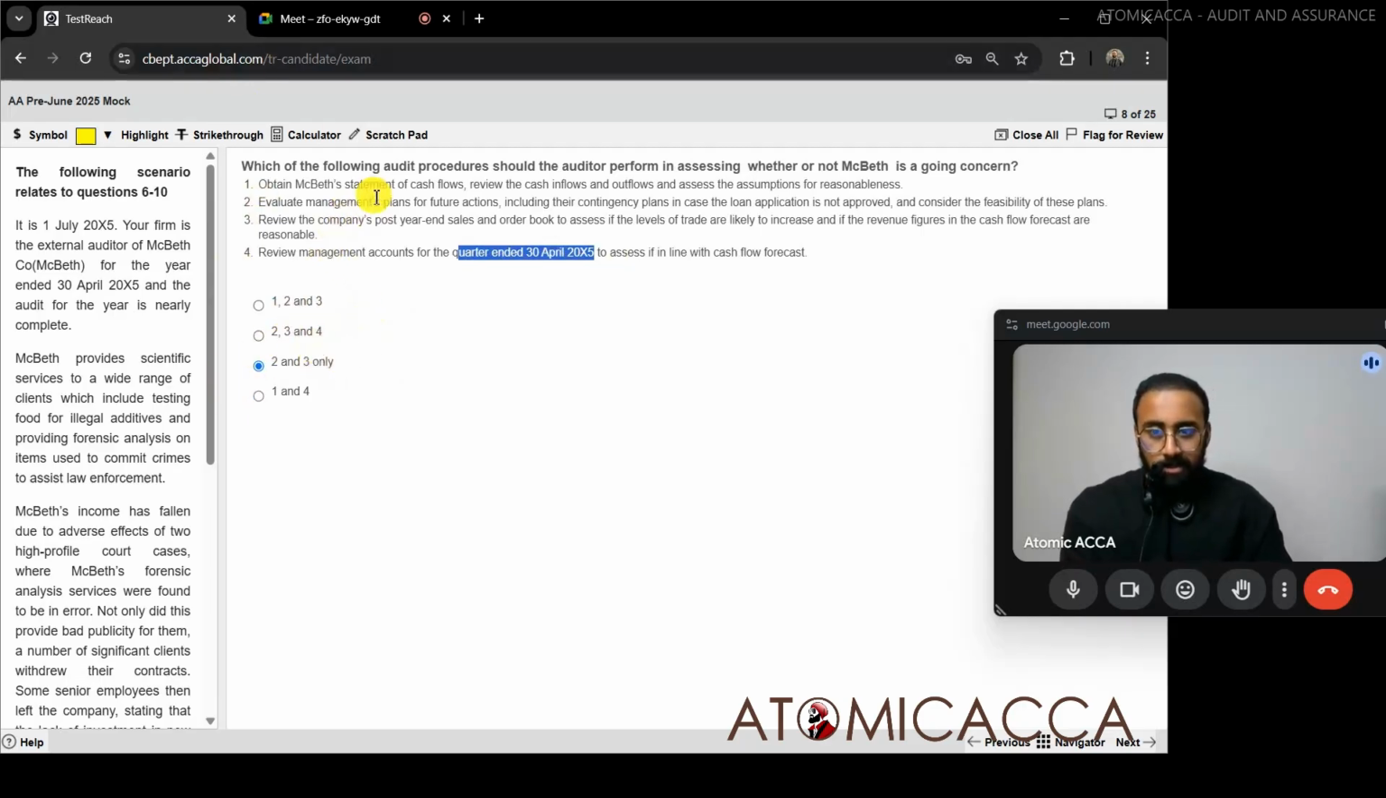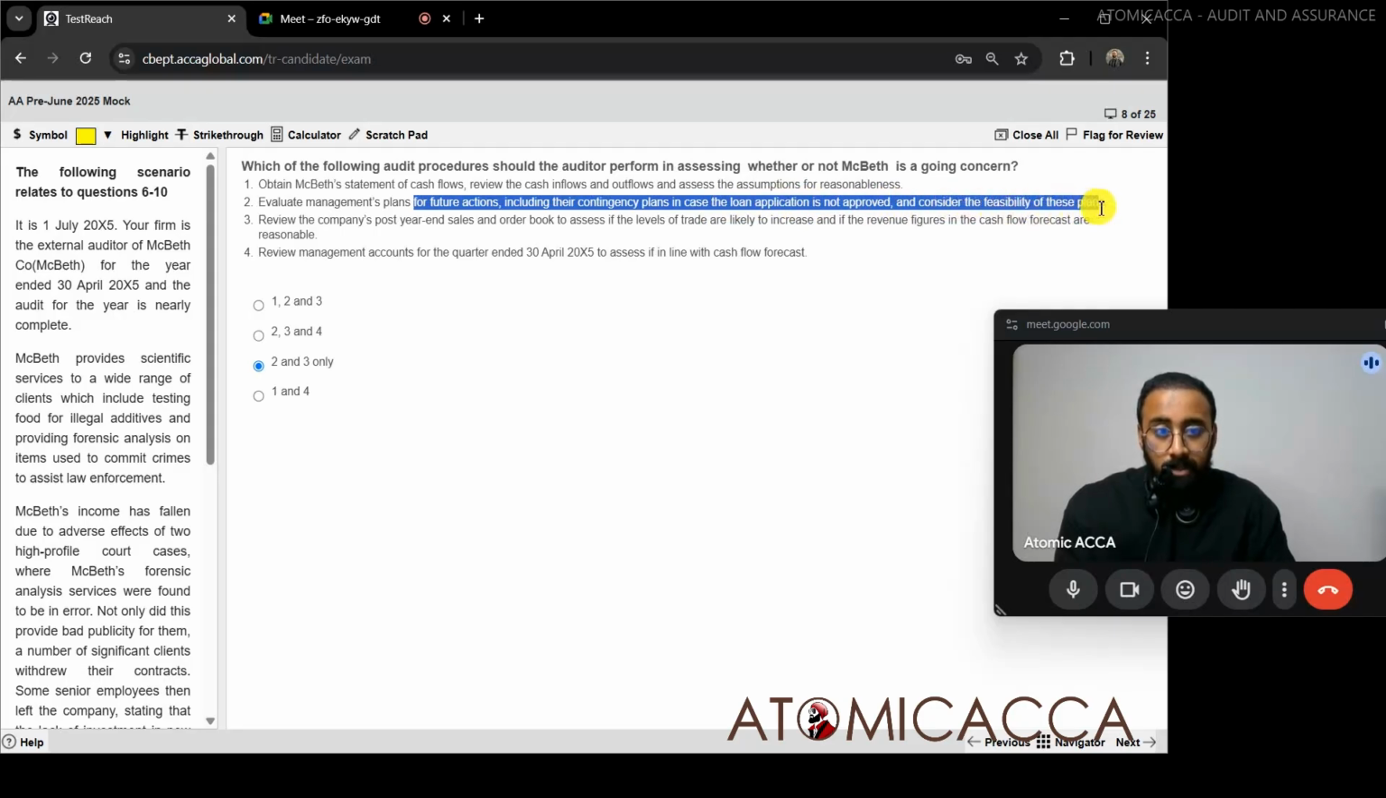Let's read through the right answers now. Evaluate management's plan for future actions, including their contingency plan in case of the loan application, if in case it is not approved, and consider the feasibility of these plans.